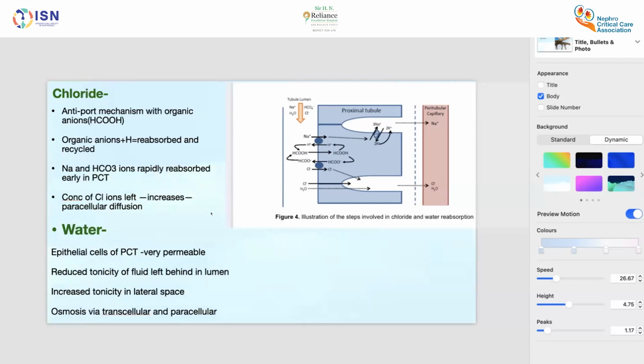Then water. Epithelial cells of this PCT are very permeable to water. This reduced tonicity of the fluid left behind in the lumen and increased tonicity in the lateral space is due to this sodium potassium ATPase pump. More ion concentration is there in the lateral space of the PCT compared to the tubular lumen. So reduced tonicity in the lumen plus increased tonicity in the lateral space because of the ions. That's how the water is reabsorbed by osmosis via transcellular and paracellular routes.